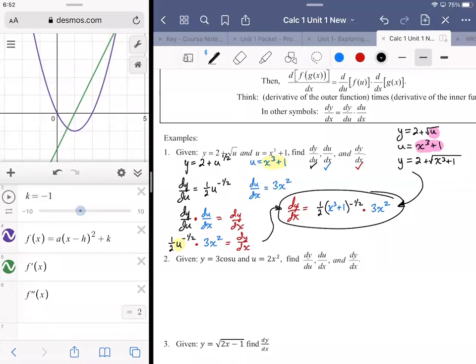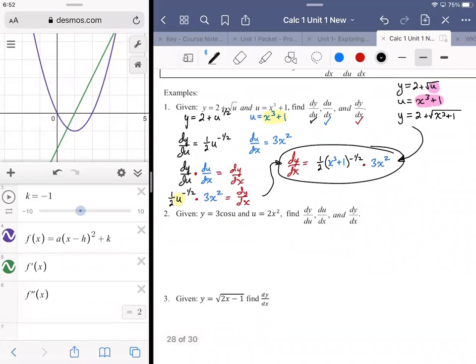Number 2 is very similar, except it's got trig functions in it, which is usually pretty scary for folks. But then you see number 3 looks completely different. It looks nothing like numbers 1 and 2, but that's what we're building towards.